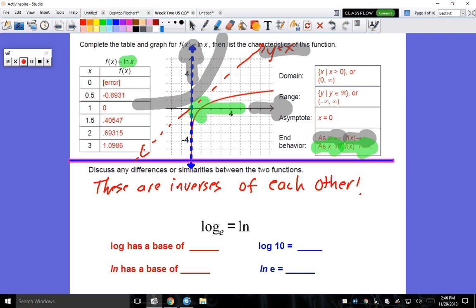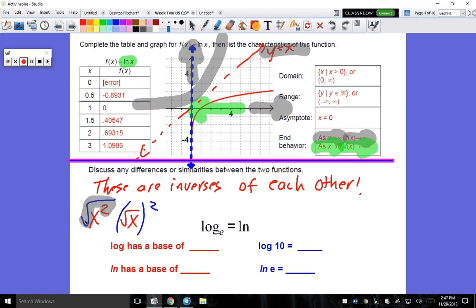Now, what are the easiest inverses that you know of that you can tell me right now? I want to hear what you're thinking. What two different parent functions do you know that are inverses of each other besides these two? Square and square root. Perfect. X squared and square root of x. The reason is that if I take the square root of something that is squared, the square and square root cancel. Or if I square a square root, there's a cancellation.